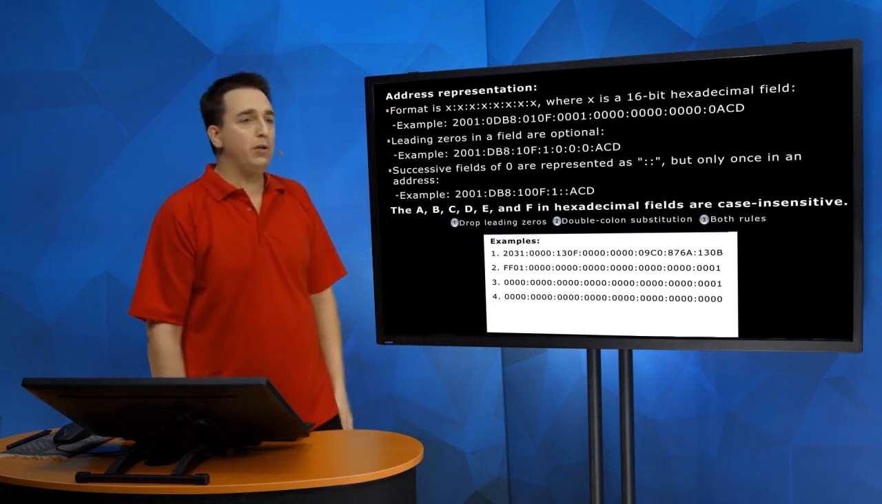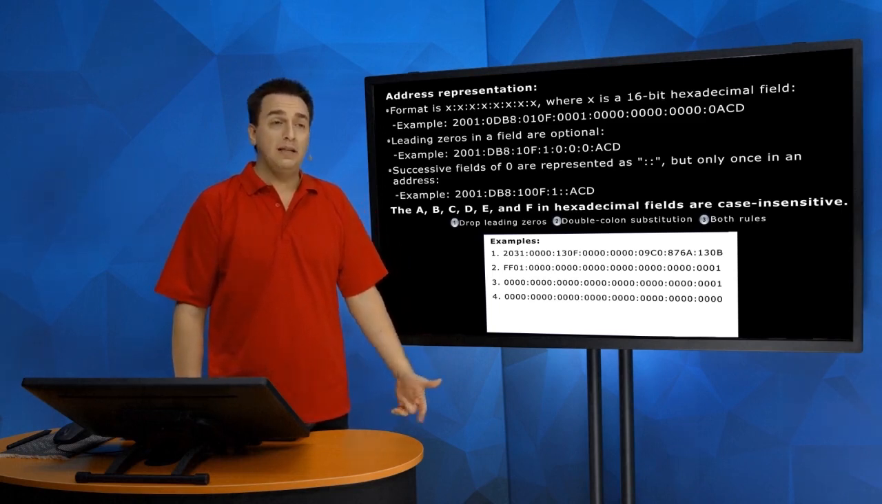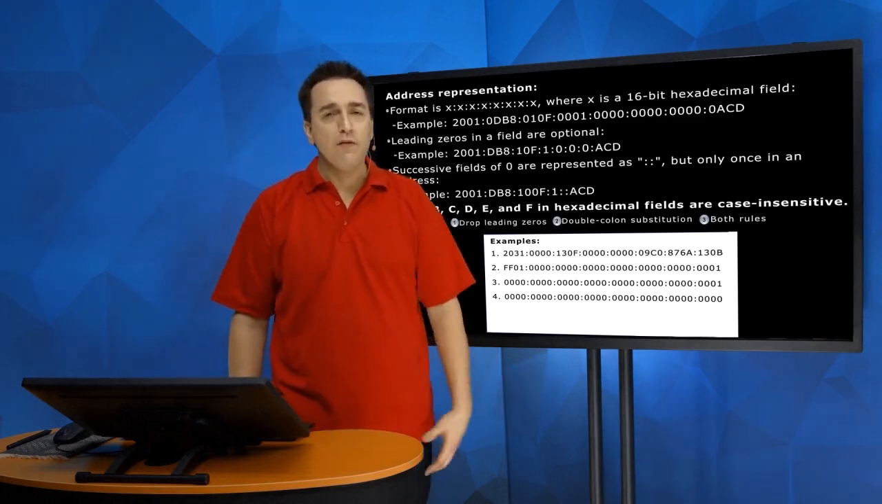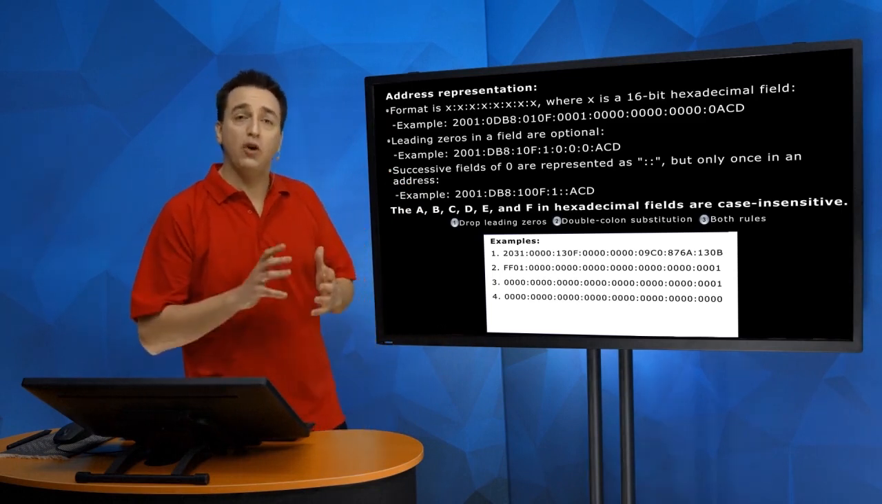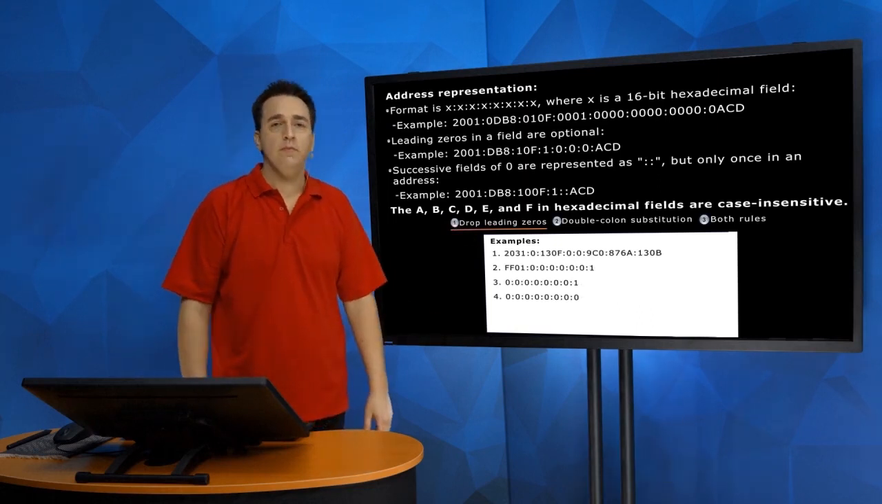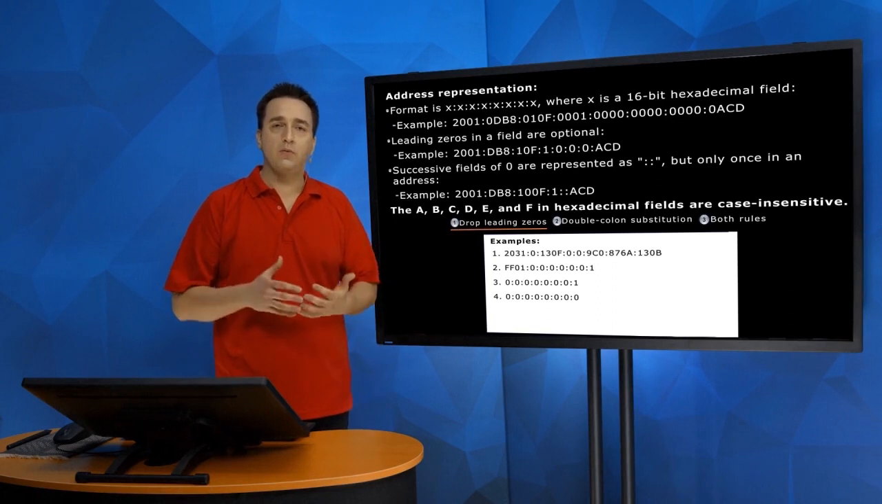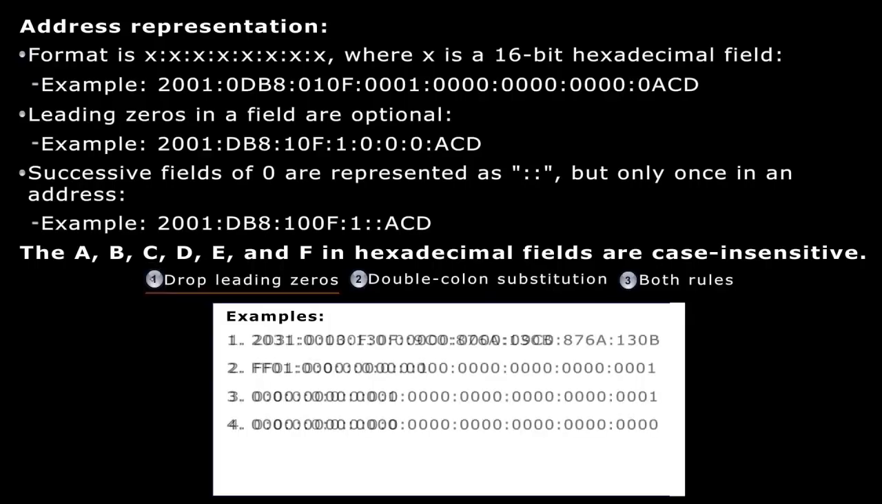So look at our examples down below. We can see that examples number 1, 2, 3, and 4 are represented with all of their characters, every single hexadecimal character representing all the bits. But if we drop leading zeros, watch what they look like. There you go. Wow. Yeah, they become relatively short when compared to their original format.